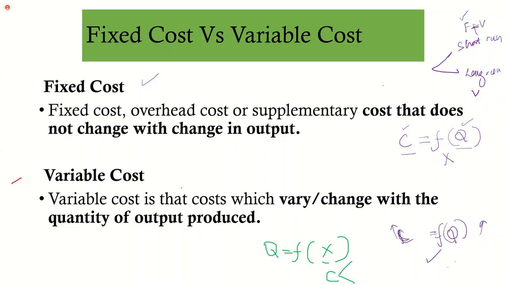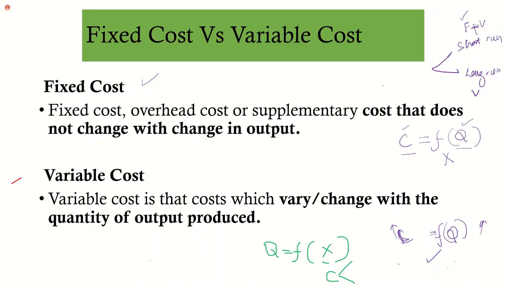Now, if you can remember, what are variable inputs? Variable inputs were inputs that you could change within the short run, right? So the costs attached to those inputs, like fertilizer cost, labor cost, water, seeds, come under variable cost. Then the fixed cost, of course, is the cost attached to the fixed inputs, such as land, buildings or machinery, right? So that's that.